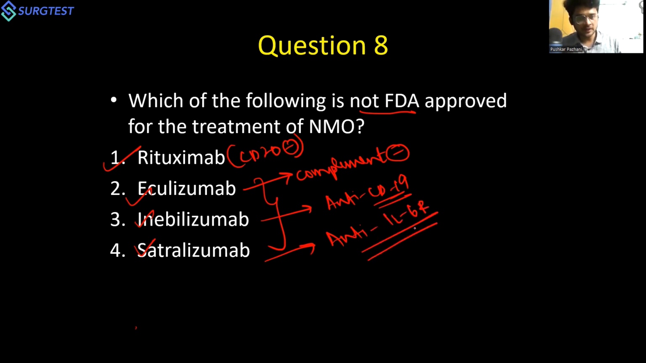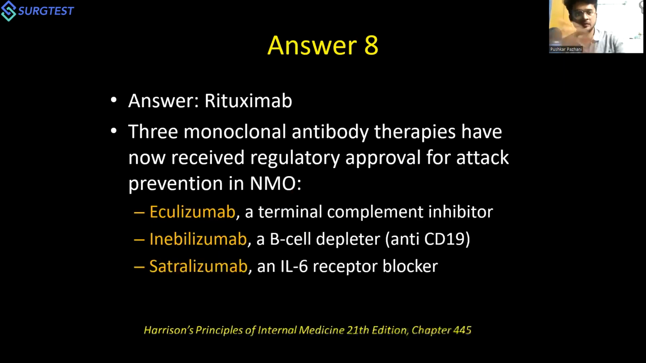So don't forget these three: eculizumab, inebilizumab, and satralizumab. These are the three FDA approved drugs for NMOSD. And don't forget the mechanism of action: terminal complement inhibitor for eculizumab, anti-CD19 for inebilizumab, and interleukin 6 receptor blocker for satralizumab. Sometimes they might give an MCQ: what is the mechanism of action of satralizumab? It will be IL-6R. So don't forget, it's an interleukin 6 receptor blocker, not a molecule blocker.